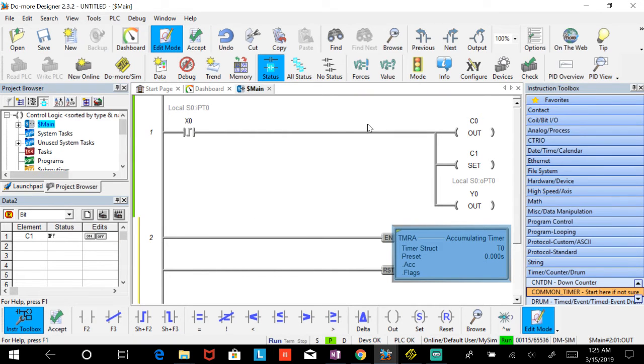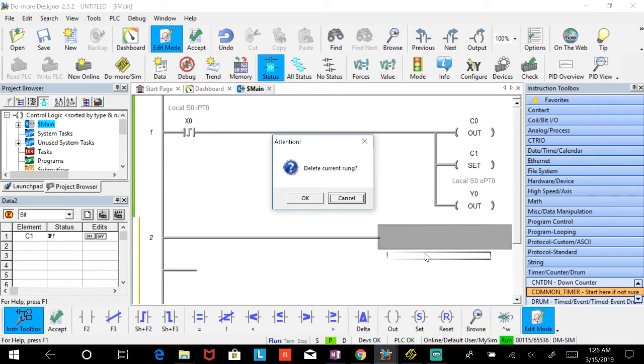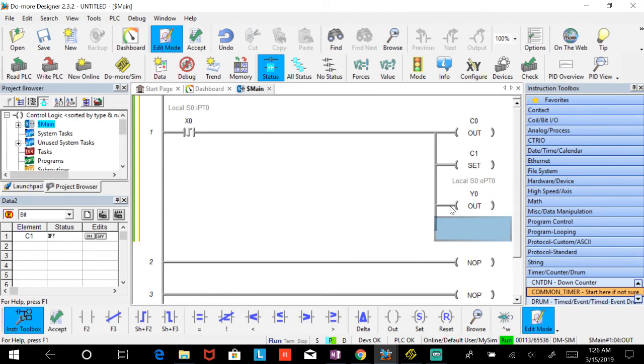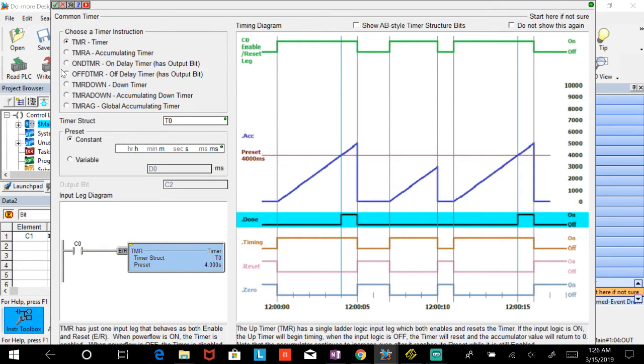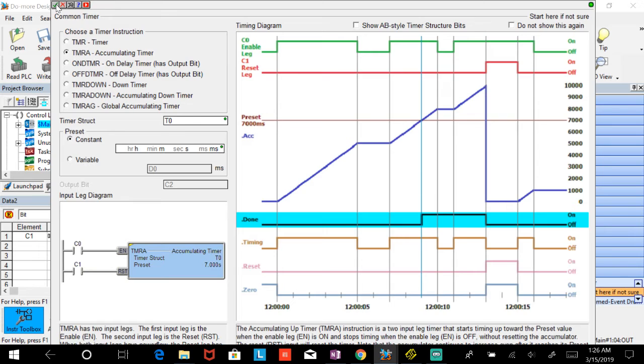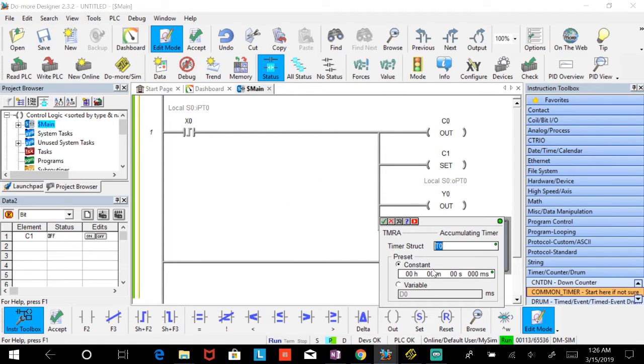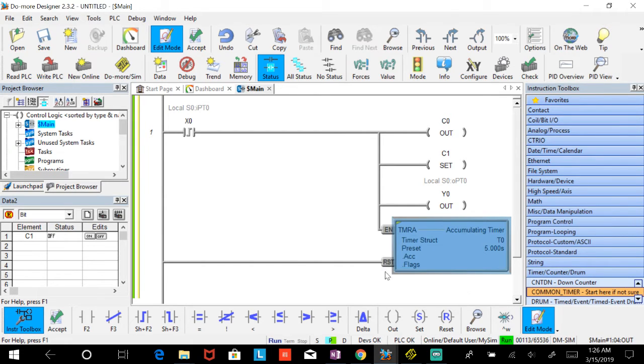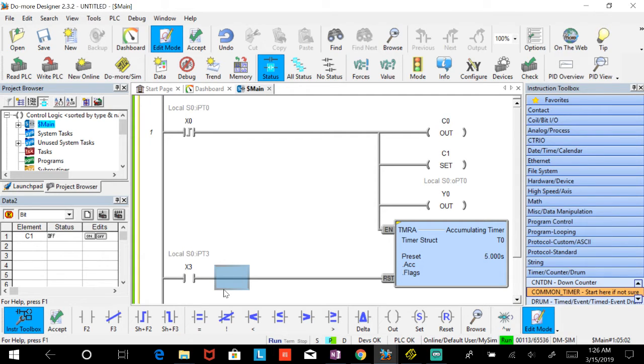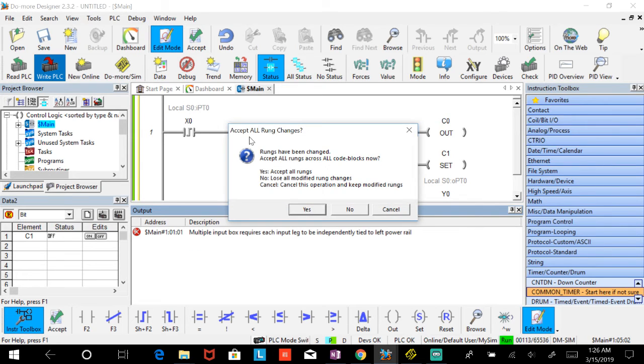Let me see if I can put it right here. Accumulating timer. And we're going to call this T0. Okay, and the preset value, we're going to put it to 5 seconds. It won't reach there, but that's fine. And reset, we're going to call X3 for now. I'm going to write the changes to the PLC.